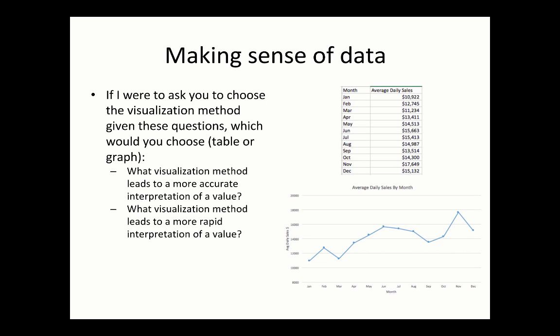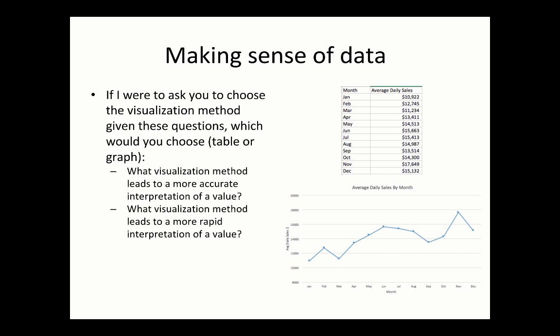Using the table, you can quickly find that in May, the average daily sales were $14,513. Not only did the table lead to a more precise estimate for this task, but this type of task of obtaining a specific value was faster with the table. So that really answers both of those questions posed. With that specific task, the table is more accurate and it's faster.